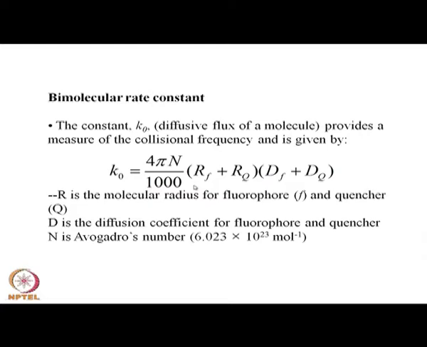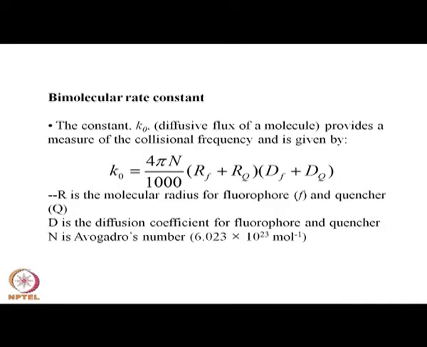A molecular radius means if we consider this to be a spherical system, it is easy to understand. And these are the diffusion coefficients of the fluorophore and quencher, and N is the Avogadro number, that is 6.023 into 10 to the power 23. So, you see that if Df and Dq are more, then K0 is also high, and if the radius is also high, then your K0 is also high. This way these are related.